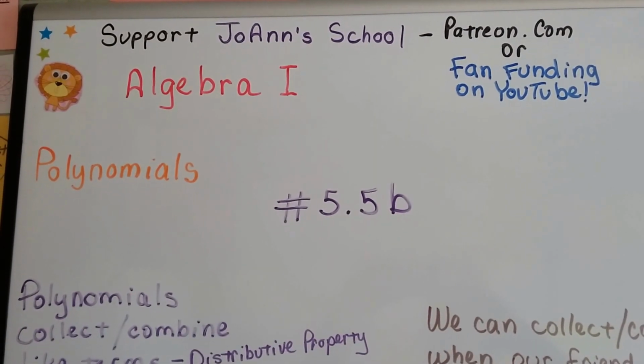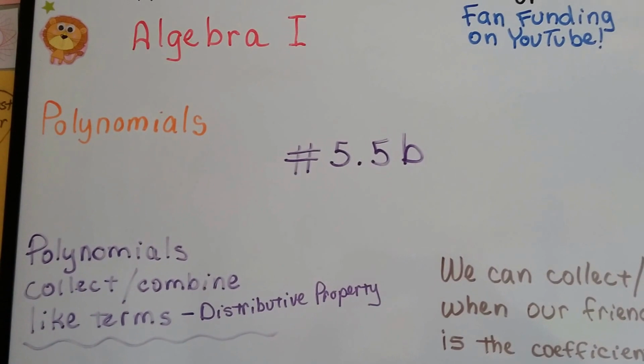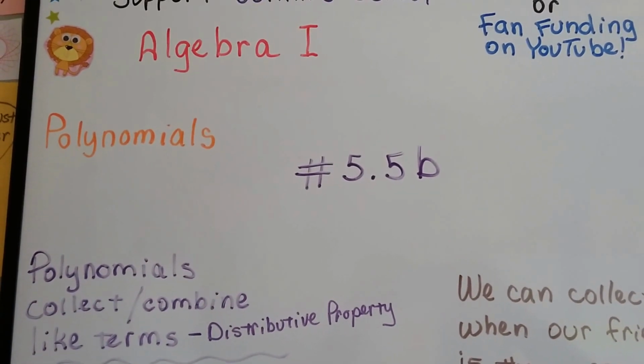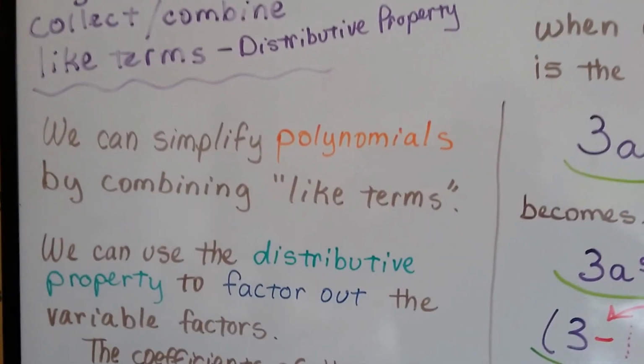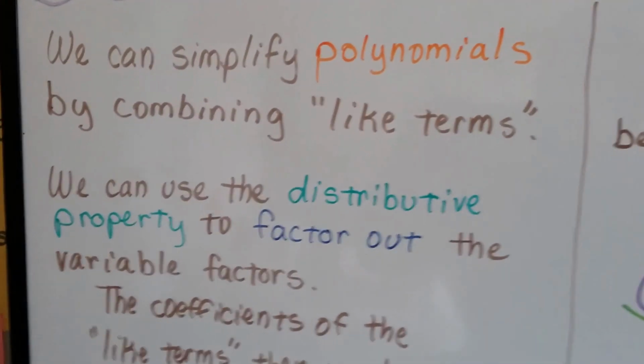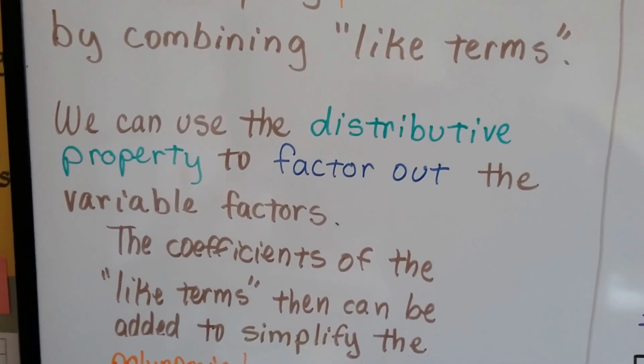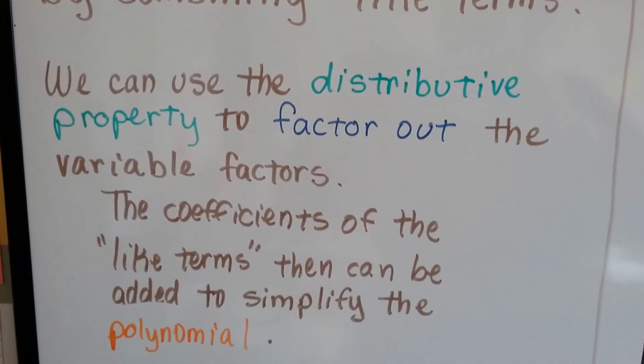Algebra 1, number 5.5b, polynomials. We're going to collect and combine like terms using the distributive property. So we can simplify polynomials by combining their like terms. And we can use the distributive property to factor out the variable factors.